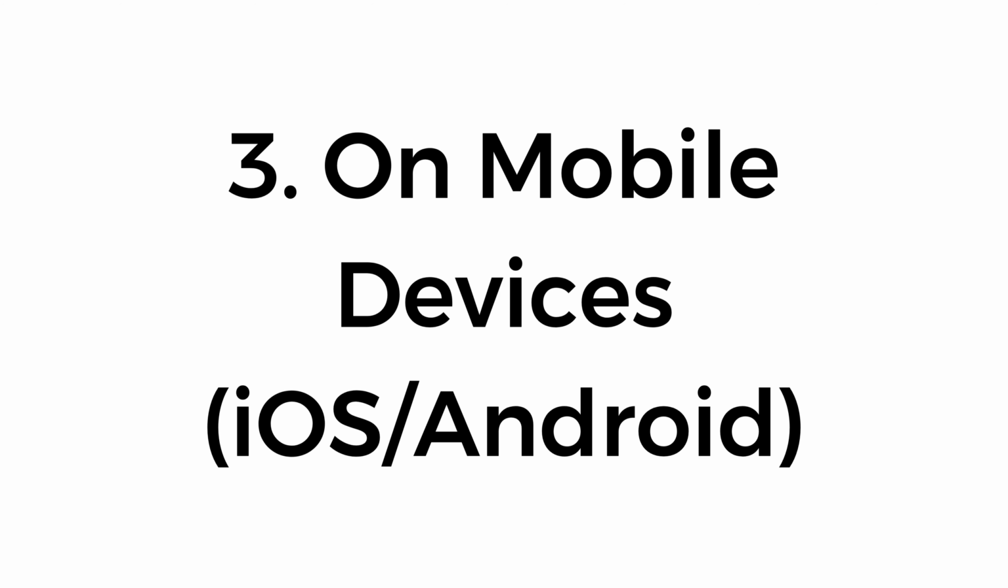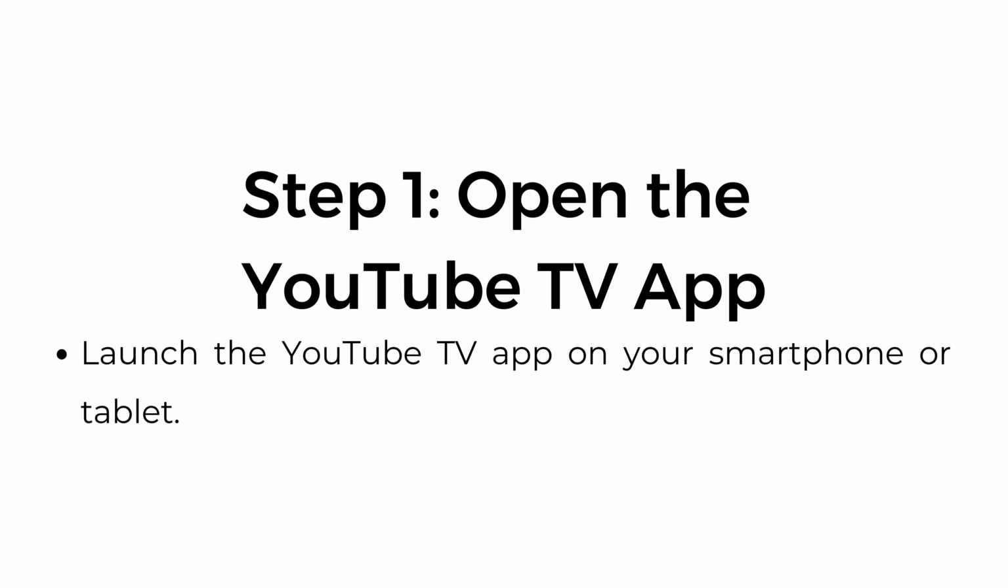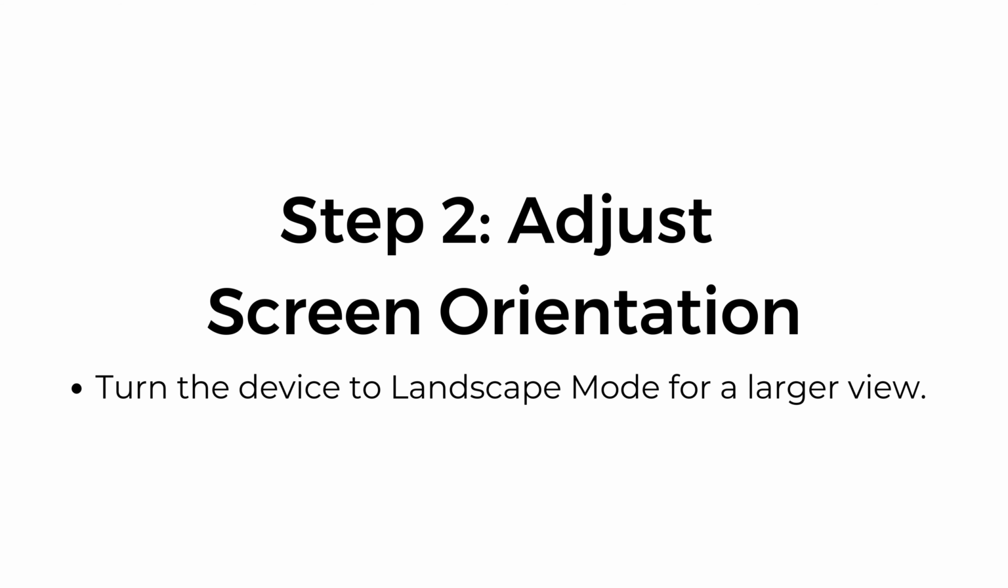3. On mobile devices, iOS, Android. Step 1. Open the YouTube TV app. Launch the YouTube TV app on your smartphone or tablet. Step 2. Adjust screen orientation. Turn the device to landscape mode for a larger view.